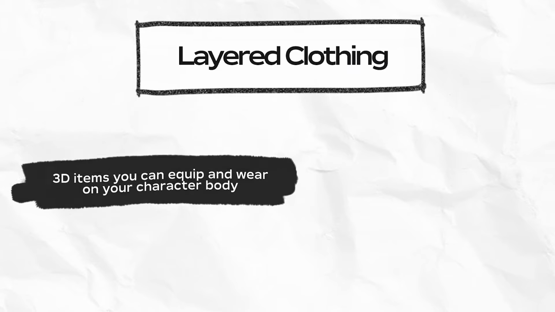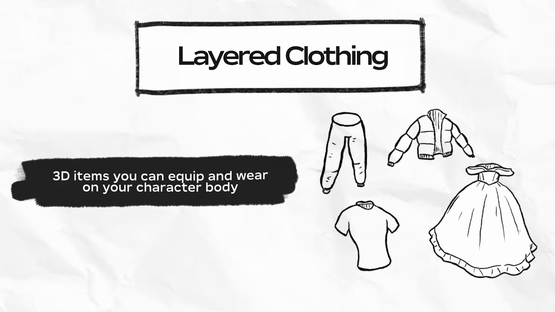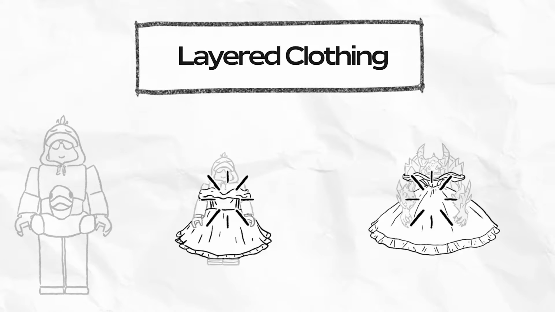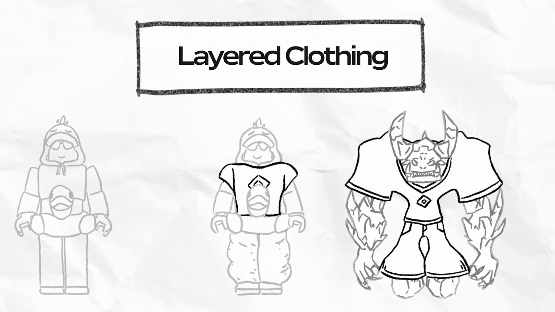Clothing, formerly called layered clothing, are 3D cosmetic items that you can equip and wear like pants, t-shirts, jackets, and dresses. Unlike rigid accessories that attach to a single point on a character body, layered clothing stretches and fits over any body type and currently equipped clothing.